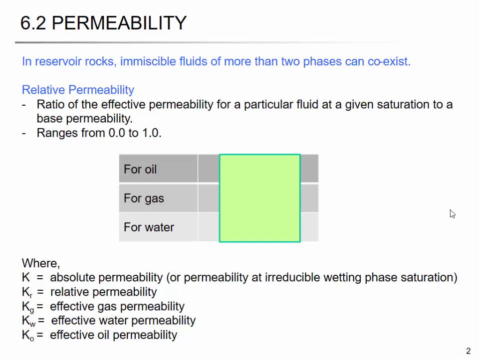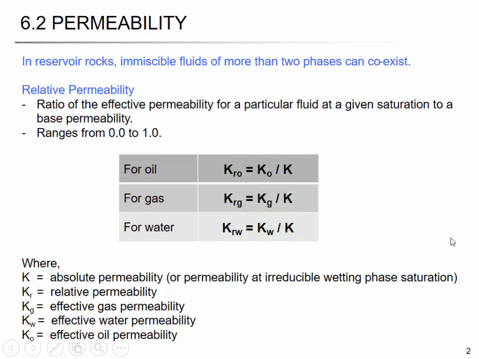So in that case, we need to define a parameter that can consider the permeability of each phase. So we can define the relative permeability, which is the ratio of the effective permeability for a particular fluid at a given saturation to a base permeability. And the range is 0 to 1 because it's defined as follows. So for relative permeability of oil, the effective permeability of the oil divided by the absolute permeability K.